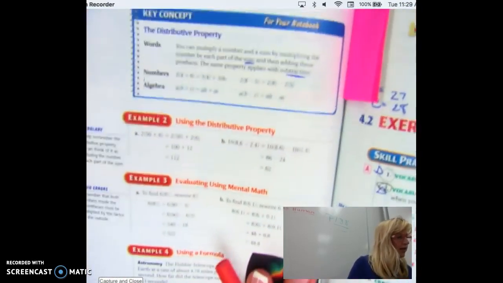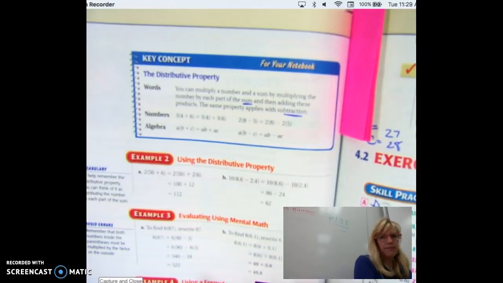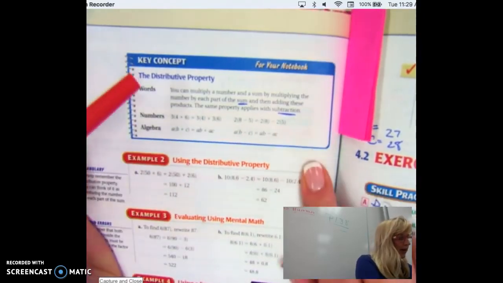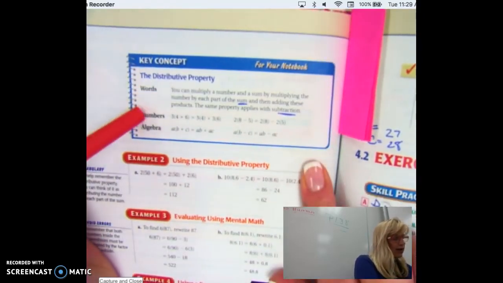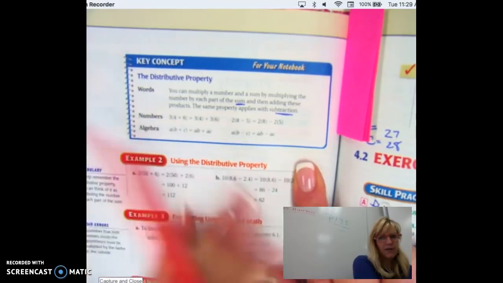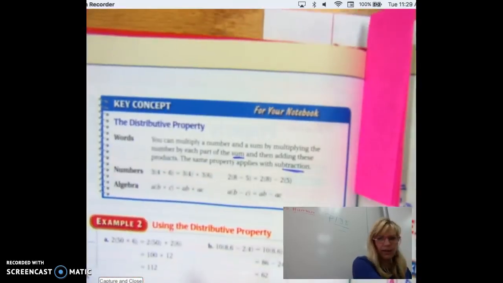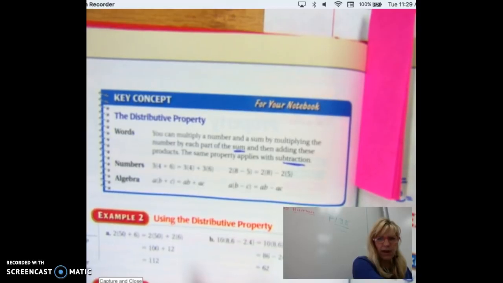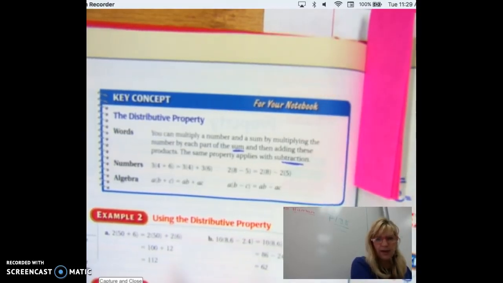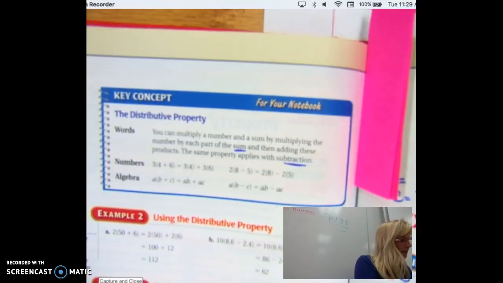Would you please copy down the distributive property for your notebook right here? The words, the numbers, and the algebra. And I'll zoom in just a little bit. When you can see it well, pause and go ahead and write that into your notes. All right.